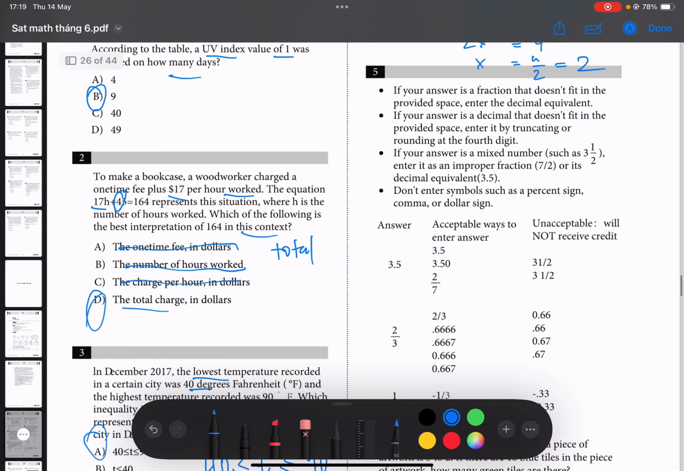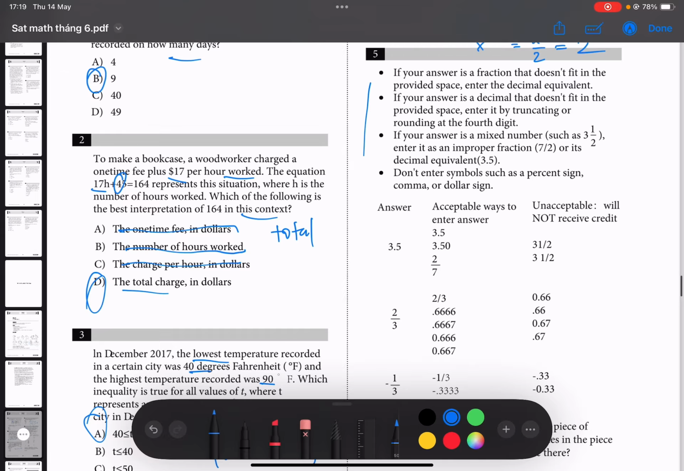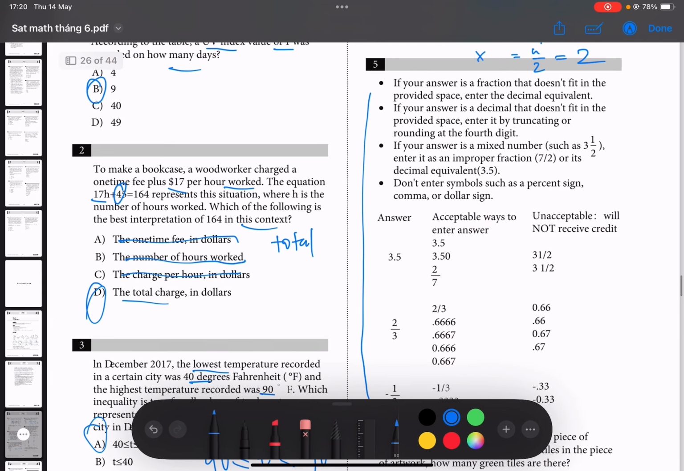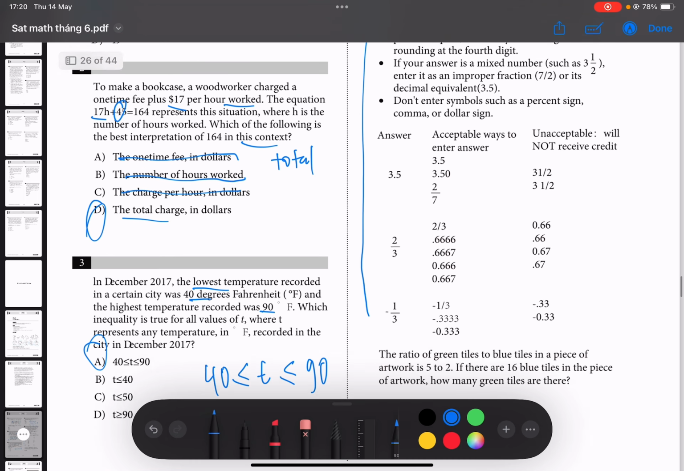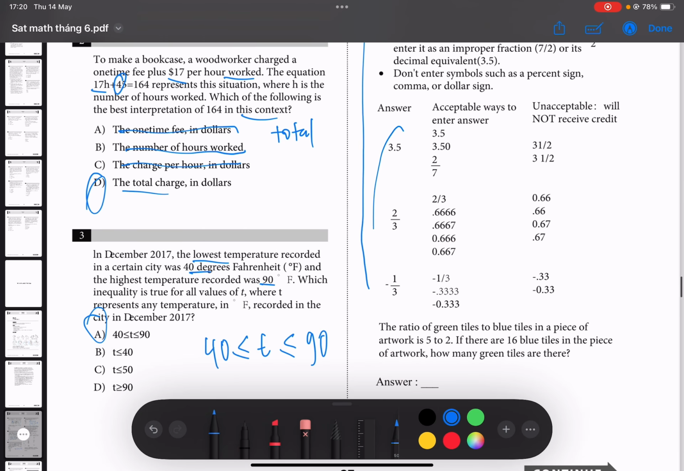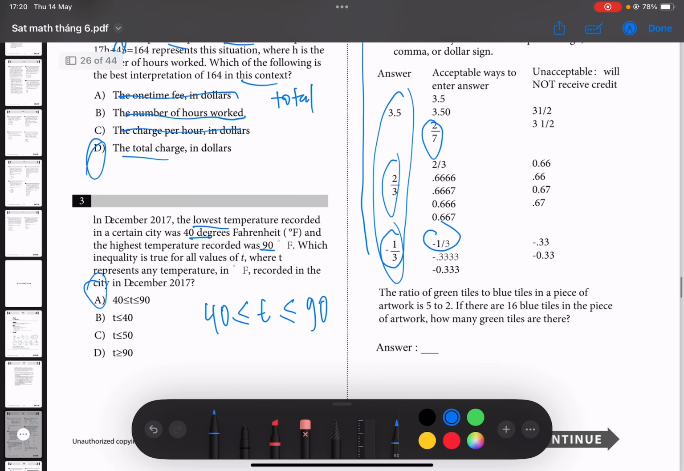Moving on to number 5. All of this gives you the instructions on how to type your answer in the answer box. Basically, you only need to express the answer as a fraction, and it's always going to be correct. You can see it over here.